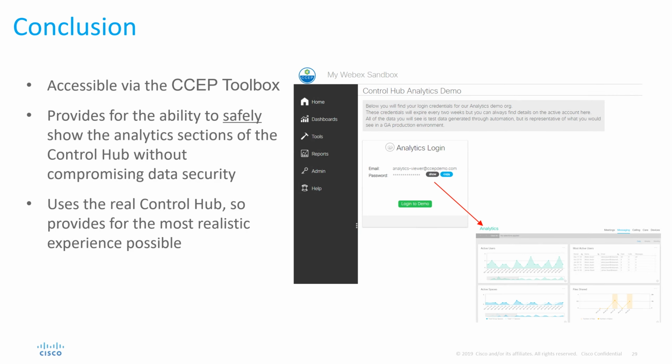So in conclusion, what did we see in that demonstration? We saw that the Analytics Demo tool is accessible via the CCEP toolbox, and we saw how it gives you the ability to safely show the analytics sections of the Control Hub. And you don't need to compromise data security by potentially showing real personally identifying information. And again, we saw how it used the real Control Hub, so it really gives you the most realistic experience possible.